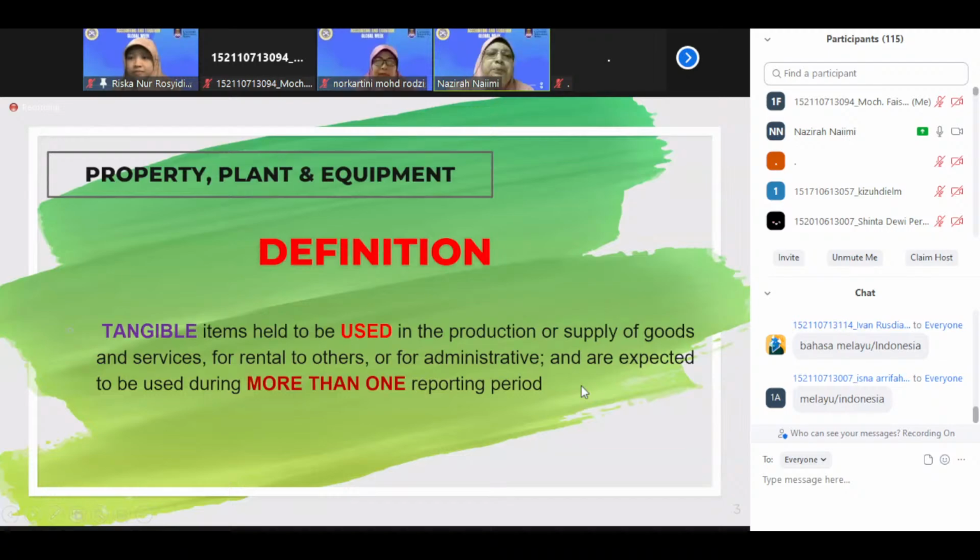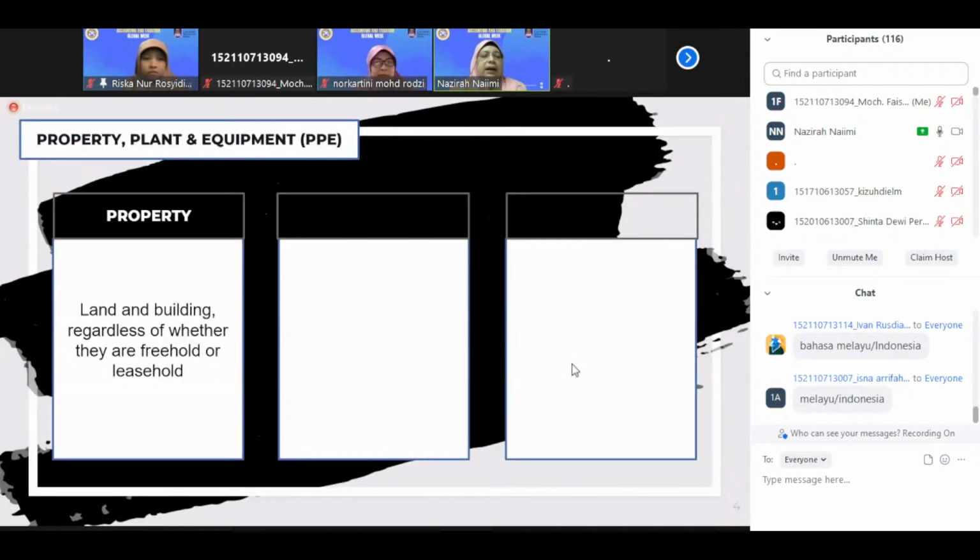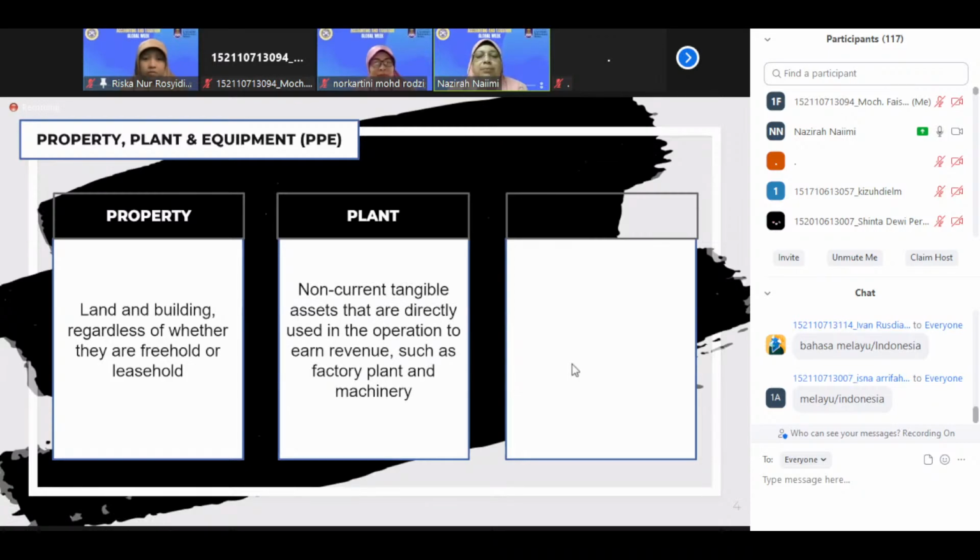Look at what is written here. Tangible items held to be used in the production or supply of goods or services, to be rented to others, or for administrative purposes, and are expected to be used during more than one reporting period. Land and building, regardless of whether they are freehold or leasehold. So land, property. Okay. Plant: non-current tangible assets that are directly used in the operation to earn revenue, such as factory, plant, and machinery.